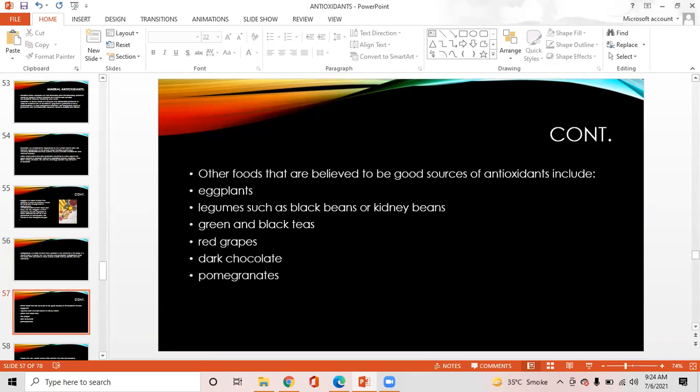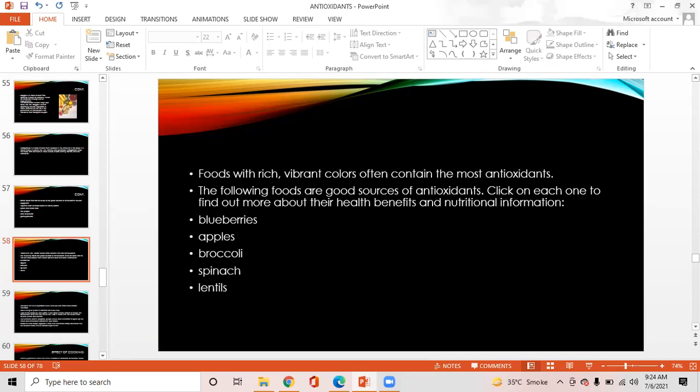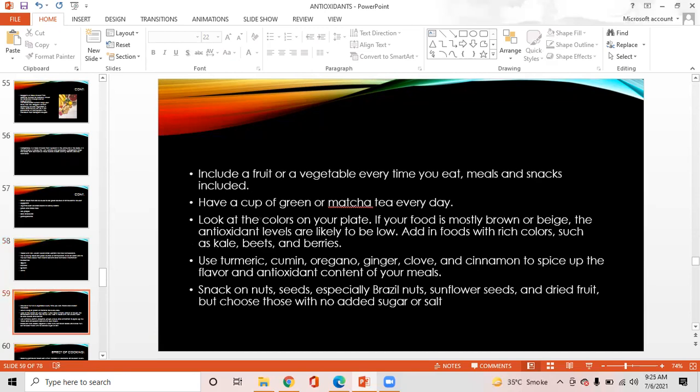Other foods that are believed to be good sources of antioxidants include eggplants, legumes such as black beans or kidney beans, green and black peas, red grapes, dark chocolate, and pomegranates. Food with rich, vibrant colors often contains the most antioxidants. The following foods are good sources of antioxidants: blueberries, apple, broccoli, spinach, and lentils.